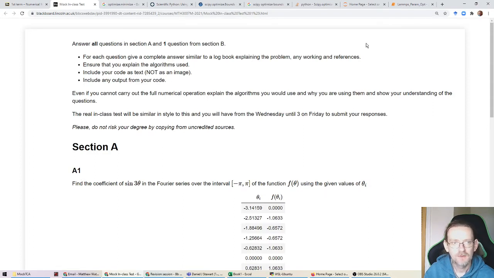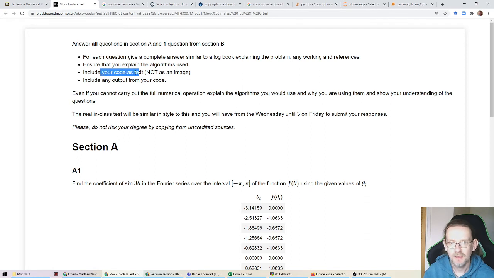So that's basically what I've said. For each question, give a complete answer similar to a logbook, explaining the problem, working, references, tests. Ensure that you actually explain the algorithms. If you do a global optimization using a built-in function from SciPy, that's okay, but you need to explain what the algorithm does. Show me that you actually understand what it's doing, what the inputs are, and what's being put out, and give the impression that you could have coded it up from scratch if you wanted to.